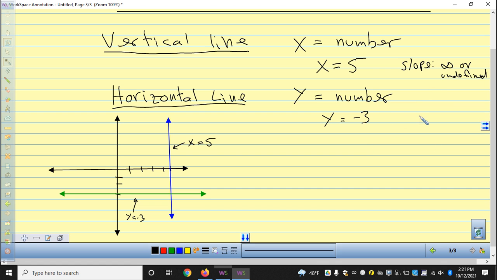How about a horizontal line? What's the slope of a horizontal line? 0. Yeah? Slope of a horizontal line is 0. There's no rise. The rise is 0. X equals a number, always a vertical line. Y equals a number, always a horizontal line. Okay, questions there?